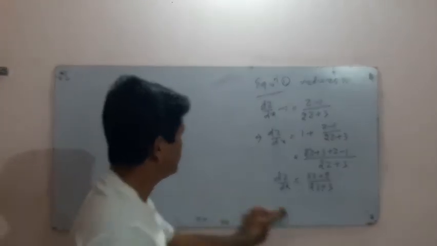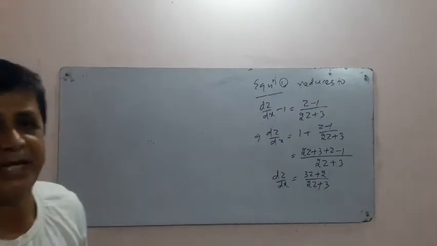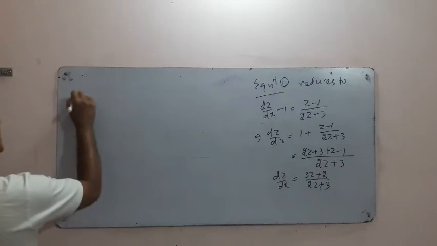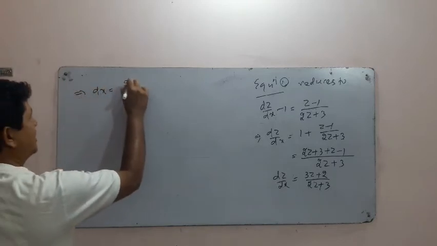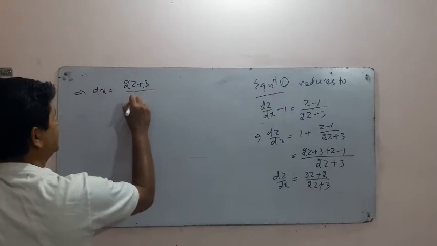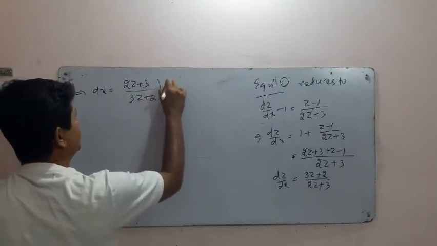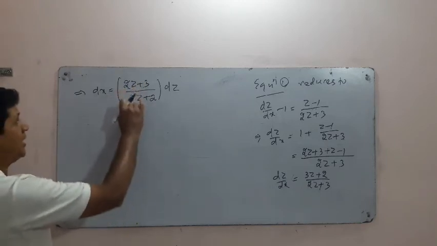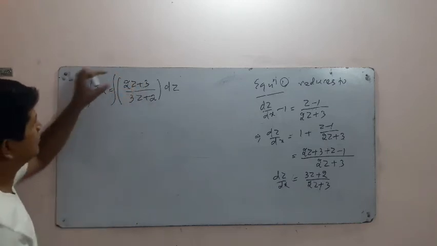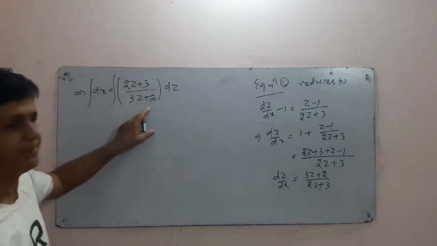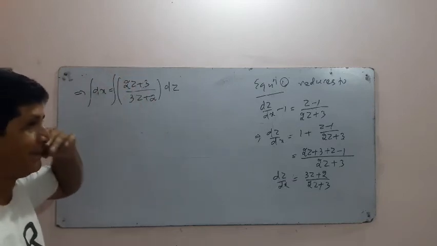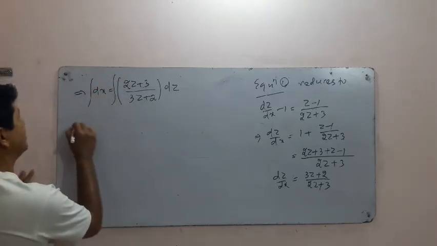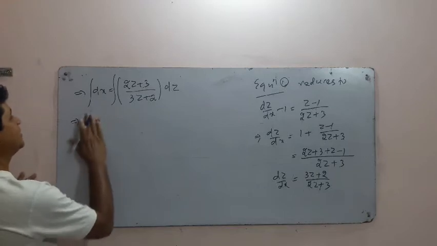Now we separate the variables. Then what will be dx? Look into this. dx is equal to 2z plus 3 by 3z plus 2 into dz. Now upper and lower have the same degree. Upper 2z plus 3 is 1 degree term, 3z plus 2 is 1 degree. So linear form. So balance the numerator using the denominator.